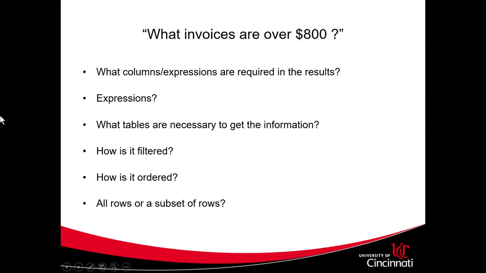How is it filtered? Here we go. We need invoices over $800. We're definitely filtering by the amount of the invoice. How is it ordered? Uh-oh, ordering was not specified. You can push back and ask for more information. How would you like these invoices ordered?